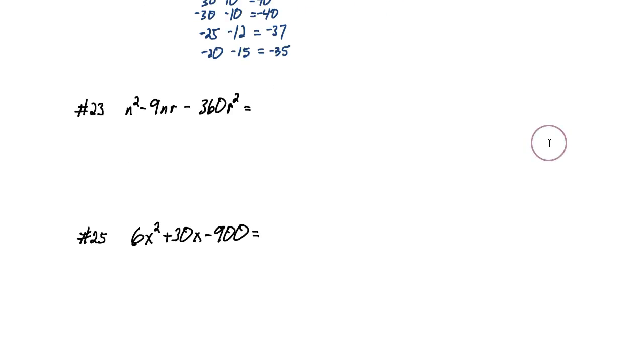Number 23. This is not a perfect square trinomial, so let's try factoring with FOIL. N times n is our n squared. Now we need two numbers that multiply to negative 360r squared. We're going to have an r and an r to make that r squared. Now let's think about what the numbers need to be to make negative 360.